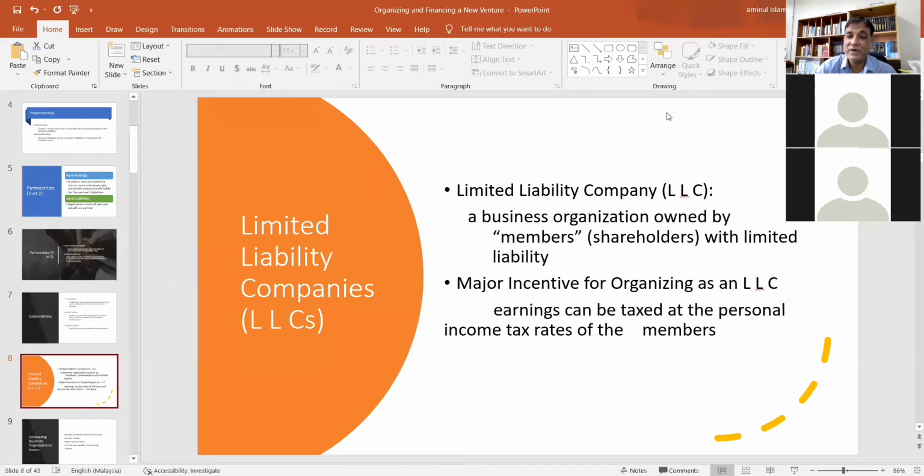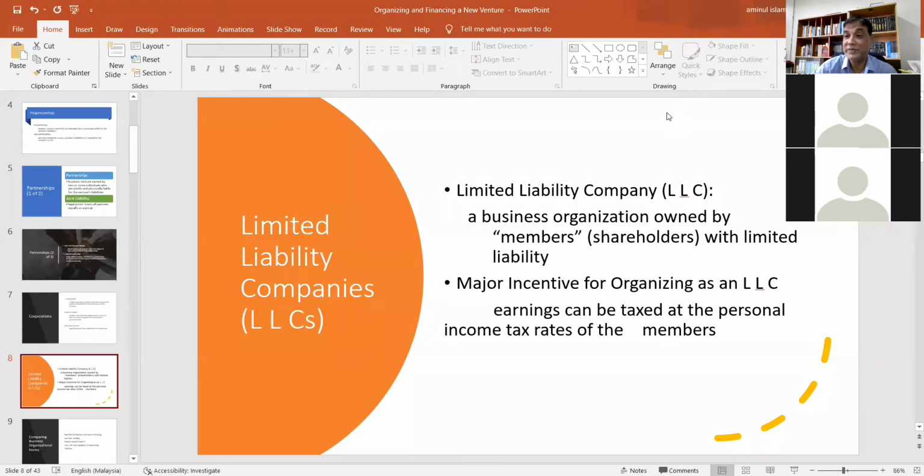So you're saying a business organization owned by members with limited liability. That's why we say LLC, limited liability corporation. Okay. So what are the incentives for having an LLC rather than opening up a corporation? I say the major incentive is that earnings can be taxed as personal income tax for the member. As you know, in every country, the personal tax amount differs from the corporate tax, right?